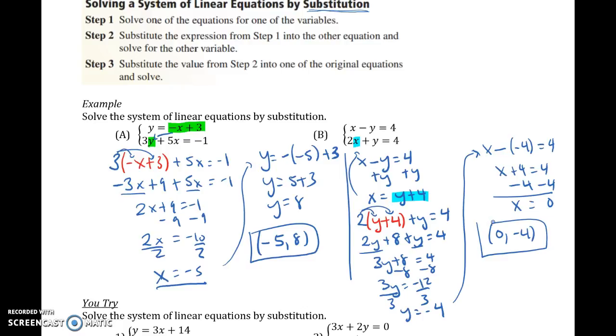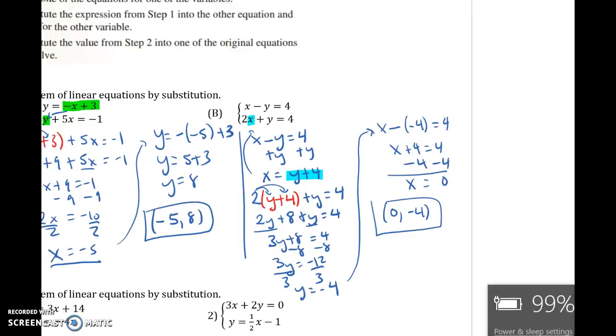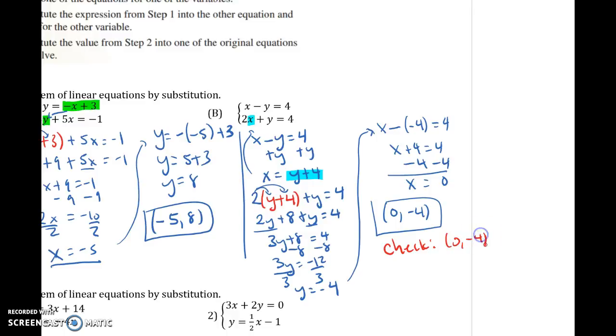Now, if you're not 100% sure if this is correct, remember, you can always check, like we did in the last notes. So let me show you right over here. So I'm going to scoot my paper over. If I want to check, it's just like we did in the last lesson. Take your point, plug it into both equations, and it should work for both.